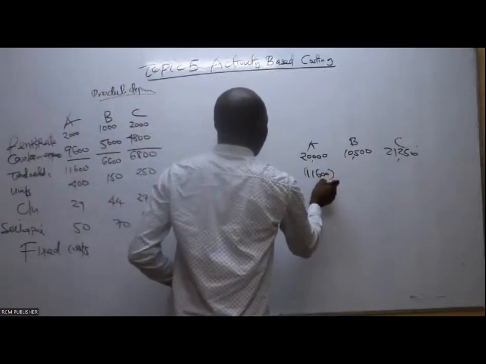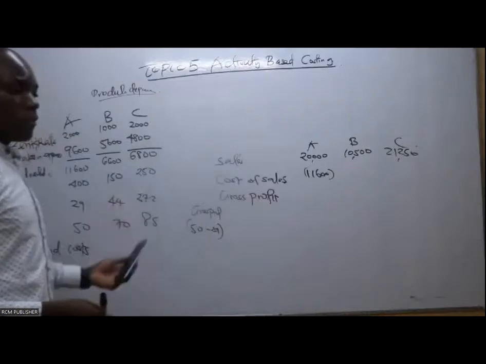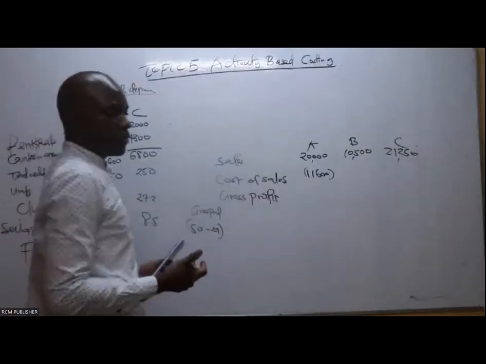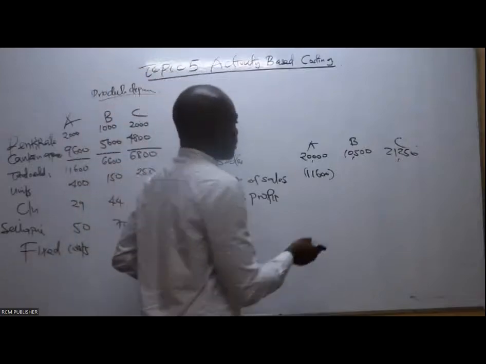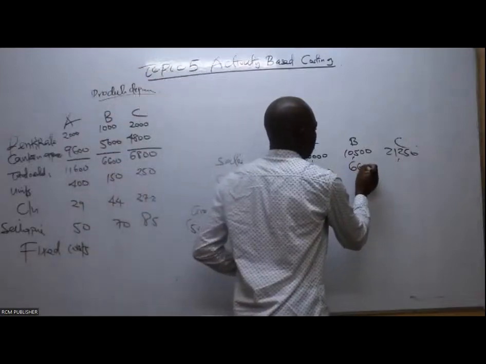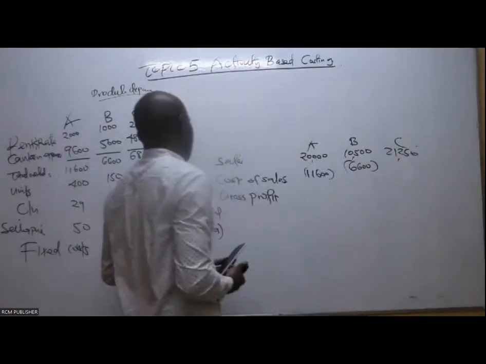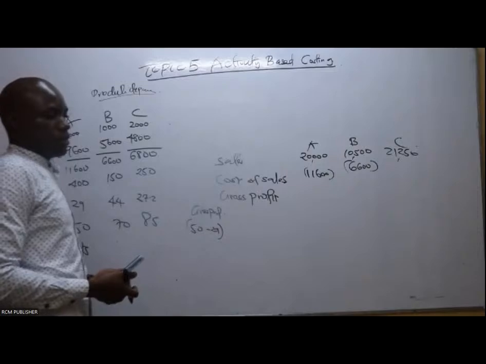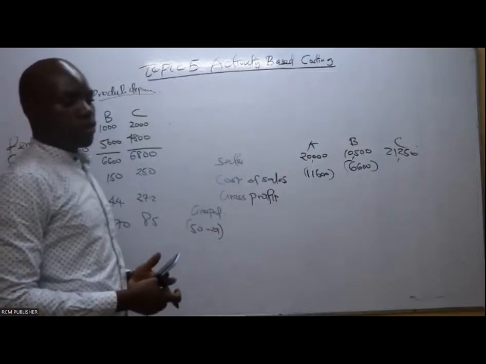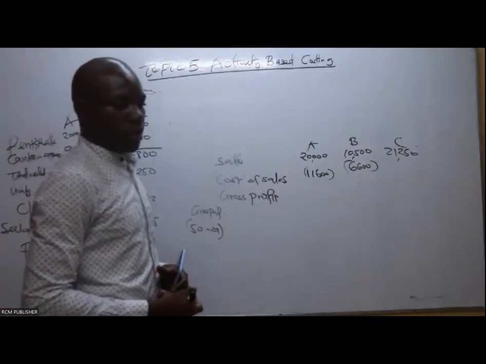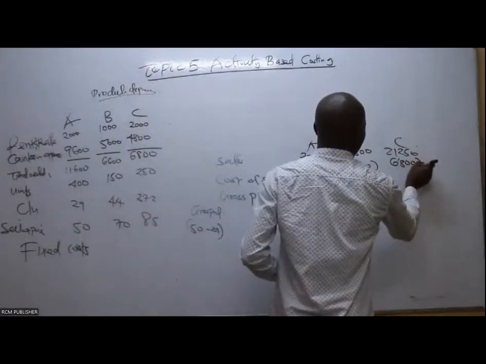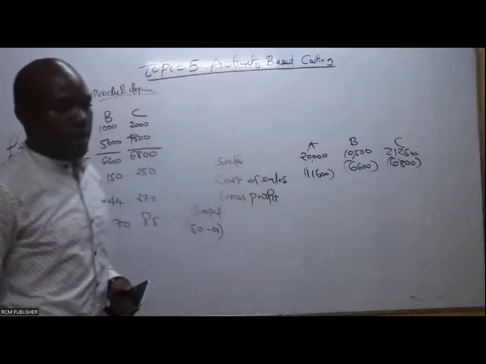11,600. Good. Then for B, 44 by 150, my good people here. 6,600. We move to C, that is 27.2 by 250. What will we get? I'm being told it is 6,800.